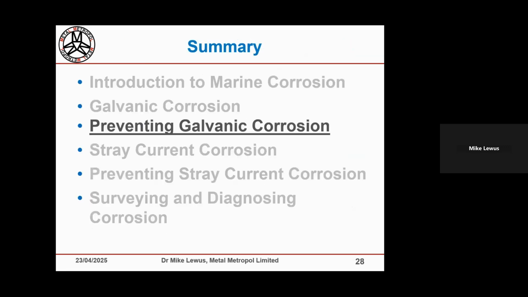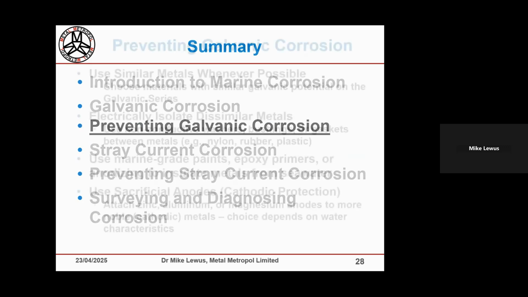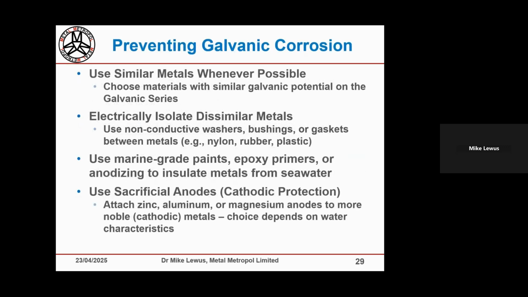So how would we go about preventing galvanic corrosion? Well, you can almost intuitively think of some ways. First, choose, I've already said this, choose metals that are close together in the galvanic series. We can electrically isolate dissimilar metals. We can paint, use marine grade paints, epoxy primers, even anodize certain aluminium parts.